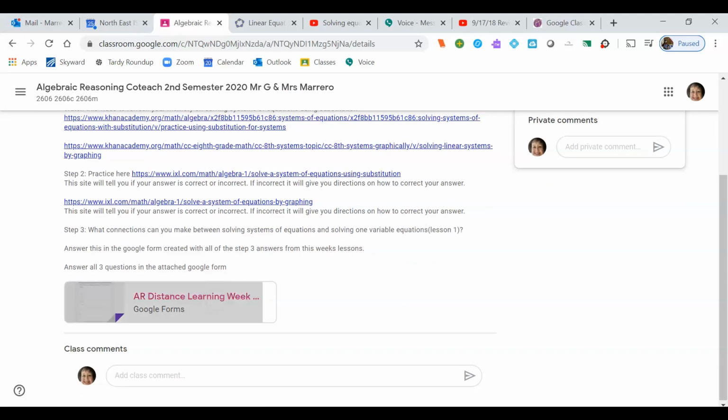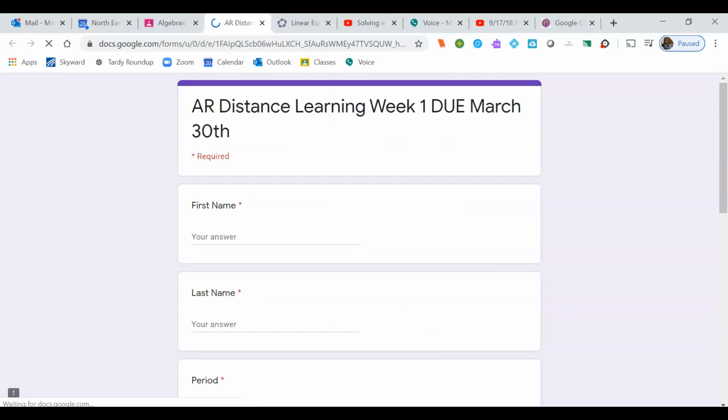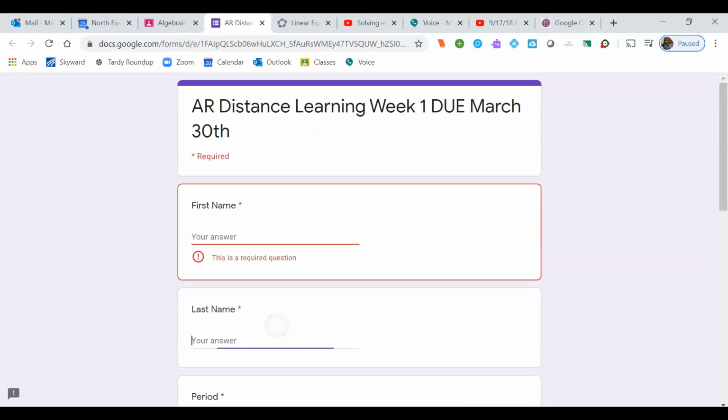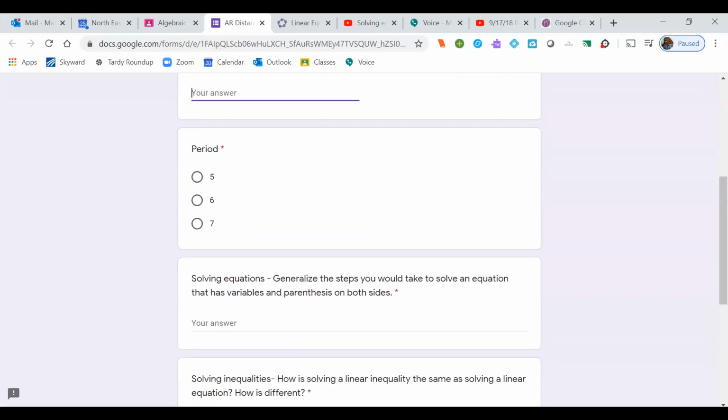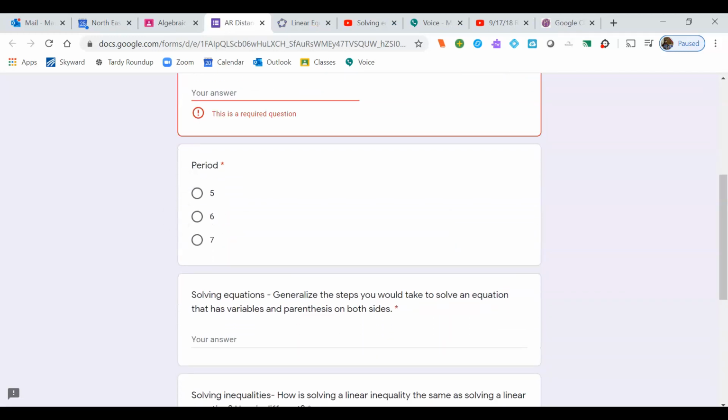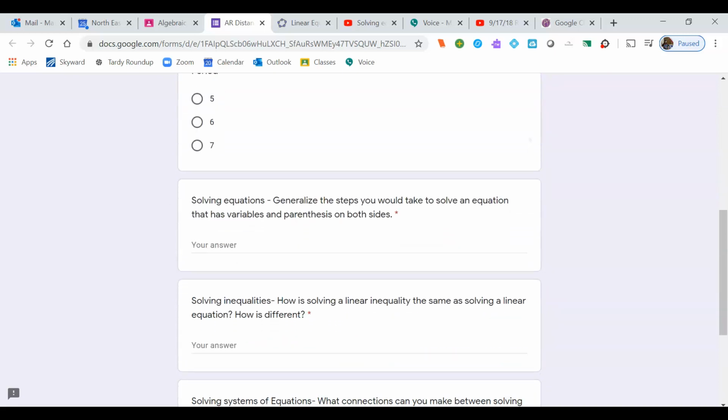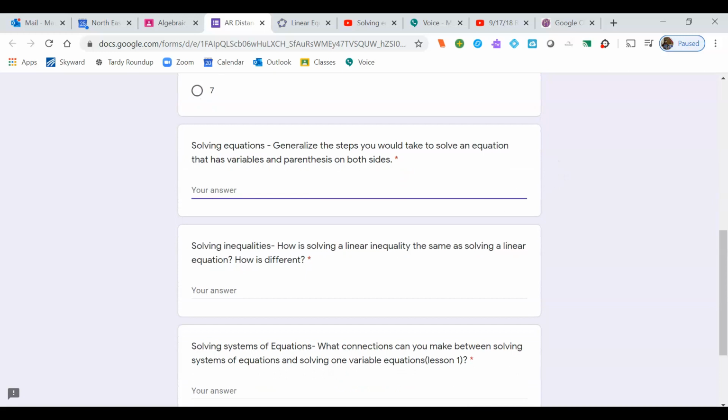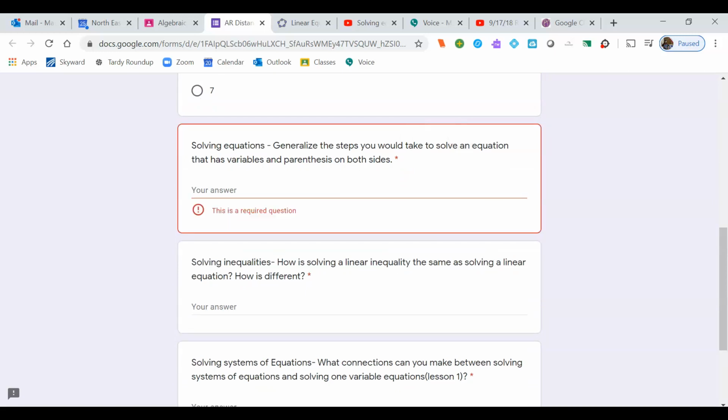So when you open that Google form, you're going to put your name, first and last. You're going to put what period you're in, and if you're in algebraic reasoning, it's 5th, 6th, or 7th, of course. And then that first question, generalize the steps you would take to solve an equation that has variables and parentheses on both sides. You're going to write out your answer, type it out in words, okay?